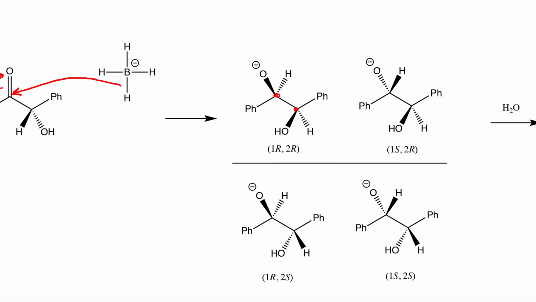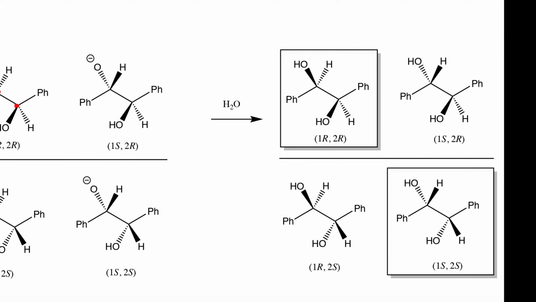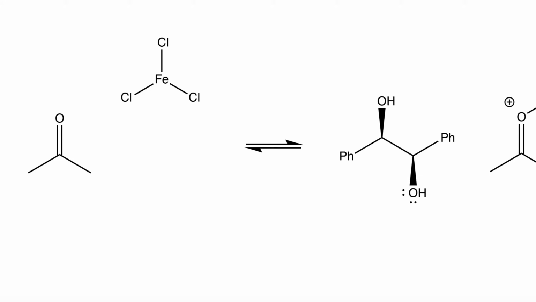What we do next is we add water, and this will protonate the alkoxide and convert it into an alcohol. The structures that I've boxed in are enantiomers, and remember that this is the product of the reduction of benzoin, because in order for the meso compound to form, you would have to perform the stereoselective reaction between benzil and sodium borohydride. Now let's see what happens when we form the acetonide of the racemic mixture.